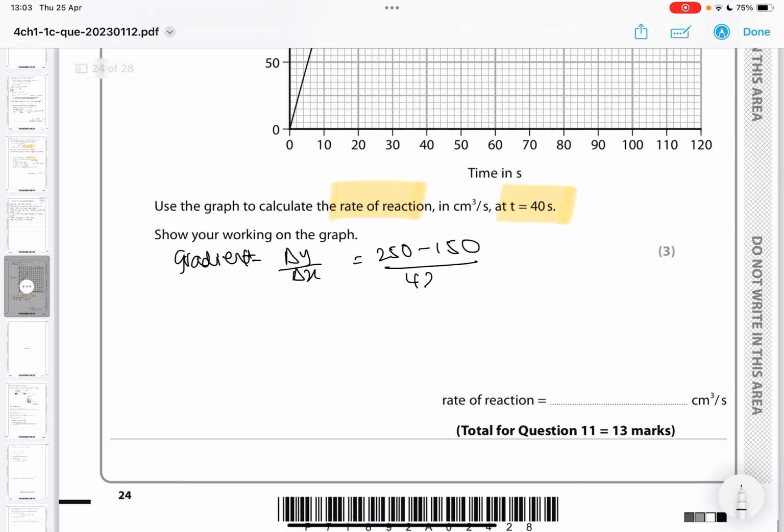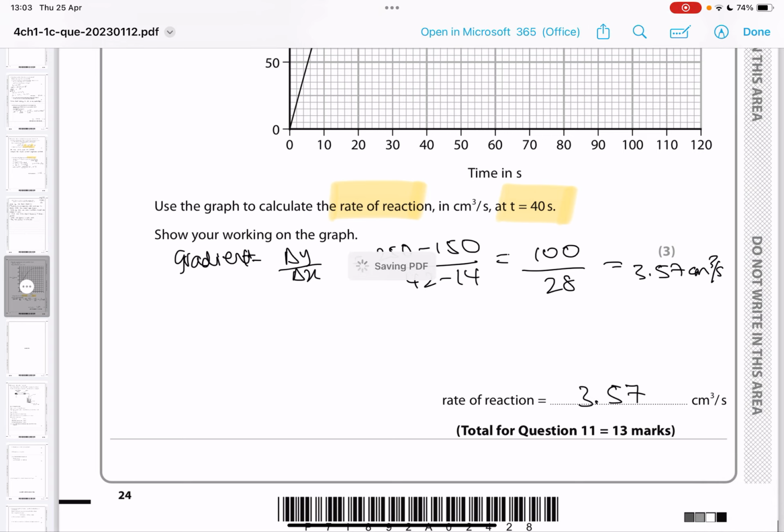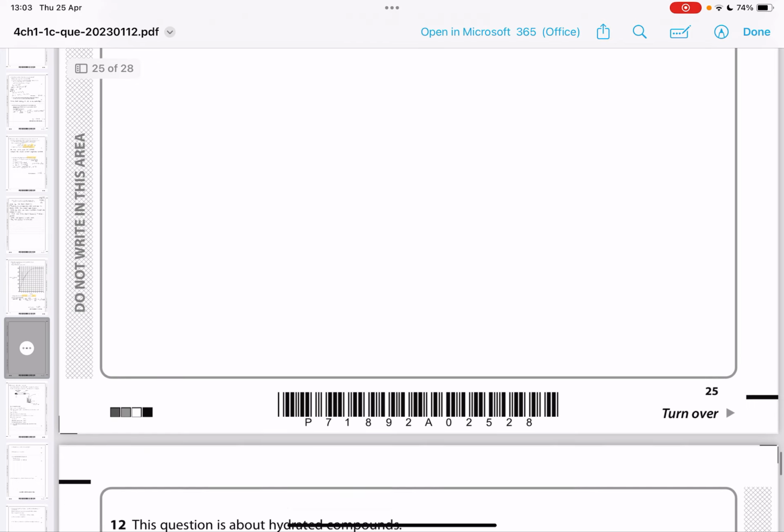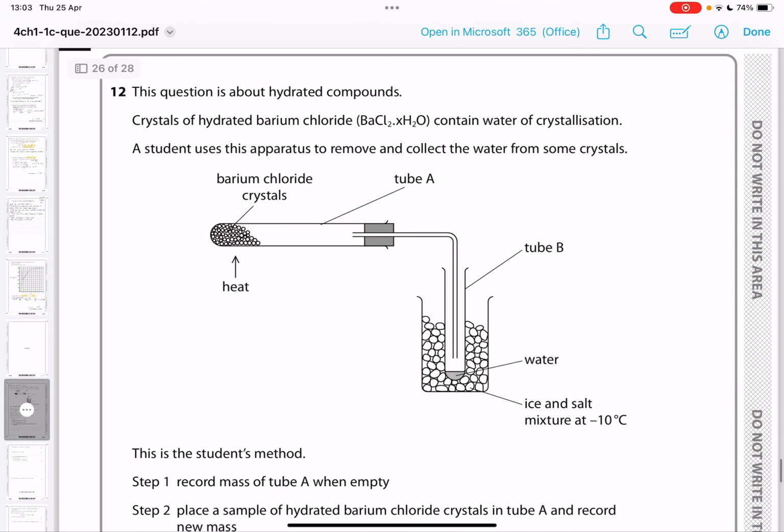That's the change in x, 42 minus 14. Now if I work that out, that's 100 divided by 28, and that will give you an answer of 3.57 centimeter cubed per second. Okay, so my rate of reaction is 3.57. Now the mark scheme says any answer between 2.75 and 3.75, so that's fine. Cool. Okay, last question, guys.